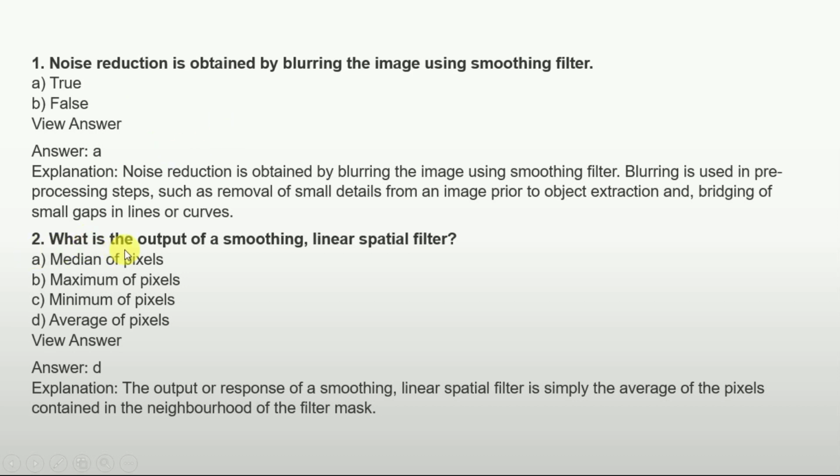And what is the output of a smoothing linear spatial filter? Median of pixels, maximum of pixels, minimum of pixels, average of pixels. So the answer is average of pixels. The explanation is, the output or response of a smoothing linear spatial filter is simply the average of pixels contained in the neighborhood of the filter mask.